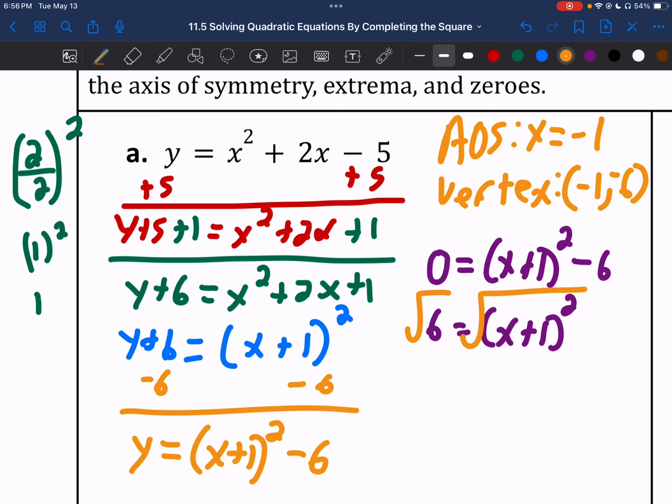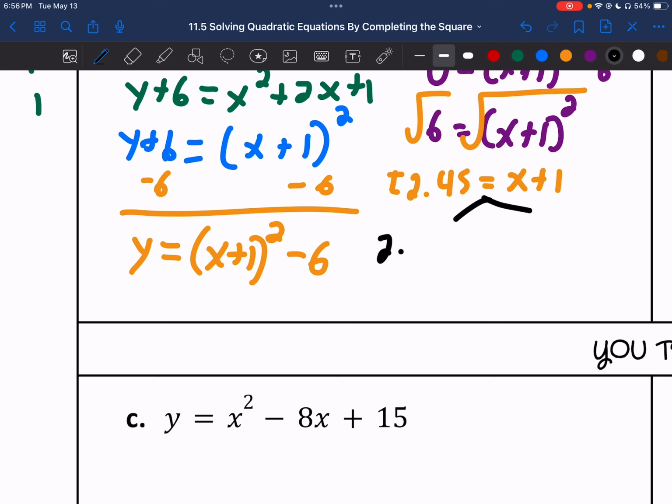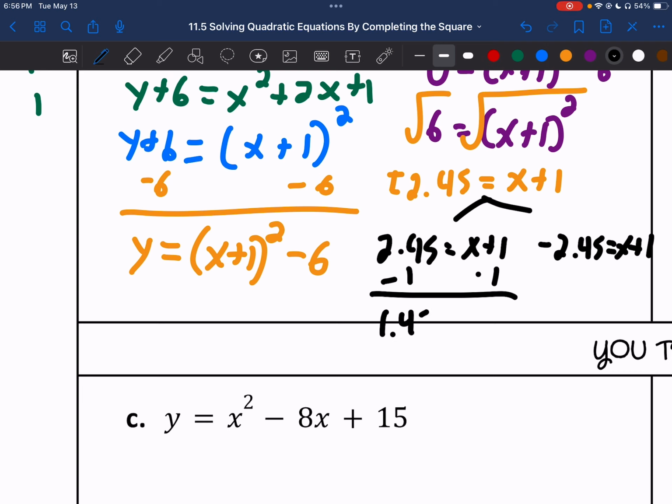Square root of 6 is plus or minus 2.45, which is equal to x plus 1, which then we can split into two pieces. 2.45 equals x plus 1. Negative 2.45 equals x plus 1. Subtract 1. 1.45 equals x. Subtract 1. Negative 3.45 equals x. And that's your two solutions.